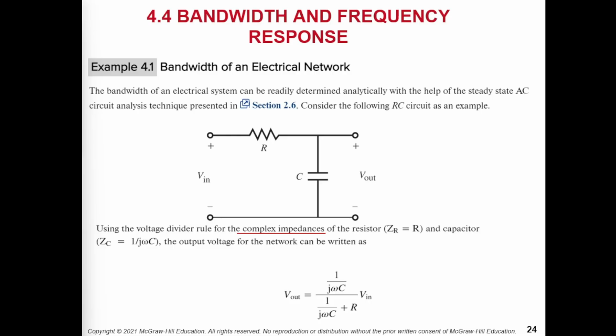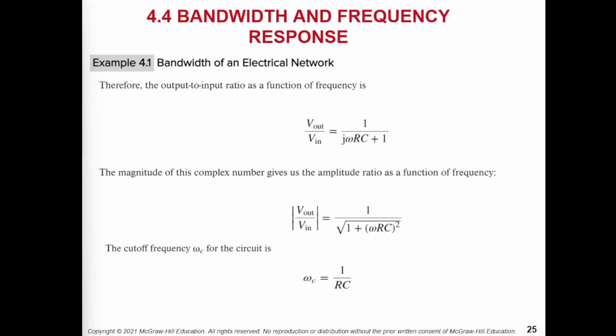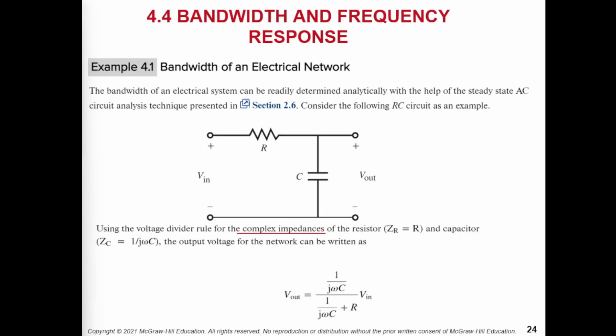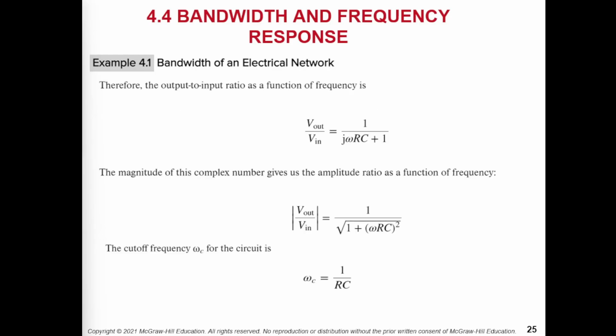Then we can get the voltage division for the capacitor. Then we need to do some simplification: simply multiply j omega C to the numerator and the denominator. So it will become 1 divided by (j omega RC plus 1).